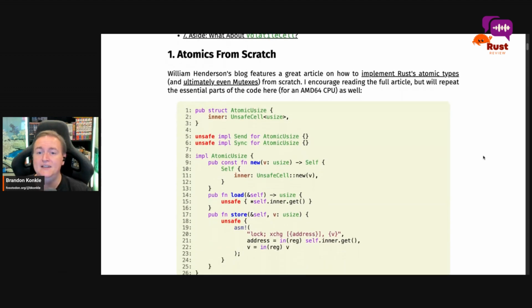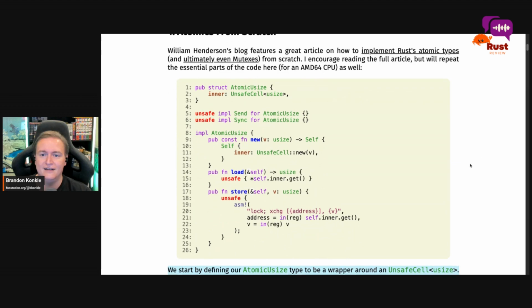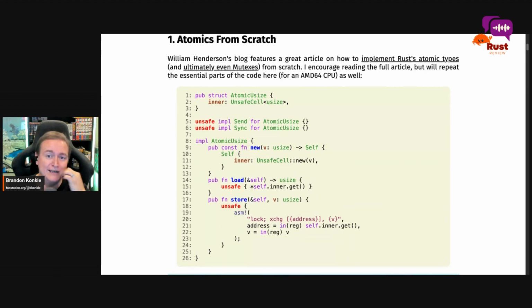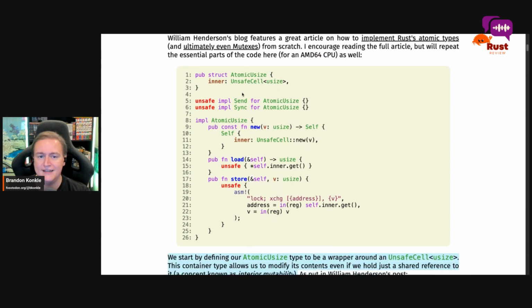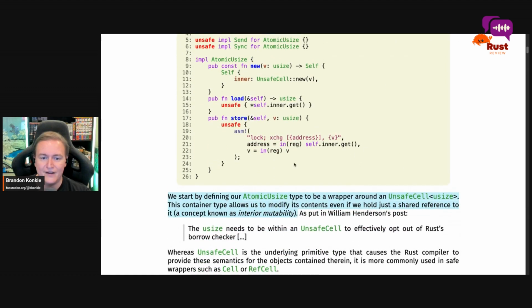So his use case that he implements is an atomic usize, which is an unsigned integer, could be 32-bit or 64-bit, depending on the environment that you're in. He's working on an AMD64 CPU, and so he implements his own atomic usize using an UnsafeCell, carrying a usize inside of it. He defines the atomic usize to be a wrapper around that UnsafeCell that allows us to modify its contents, even if we hold just a shared reference to it. So this is interior mutability.